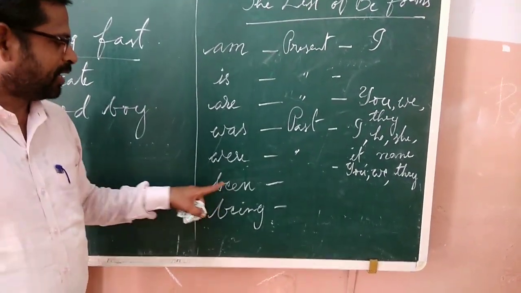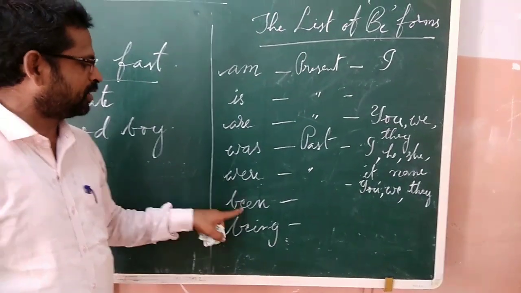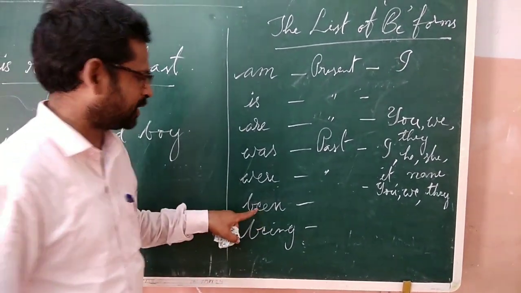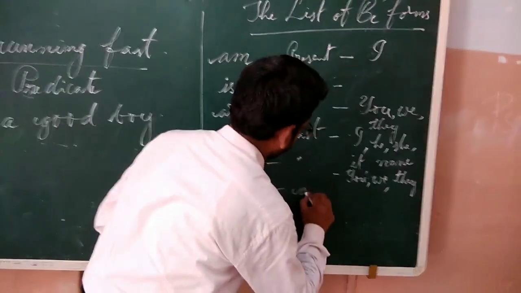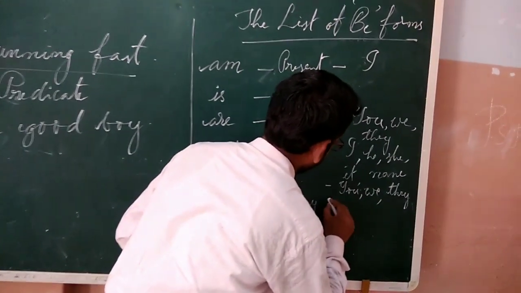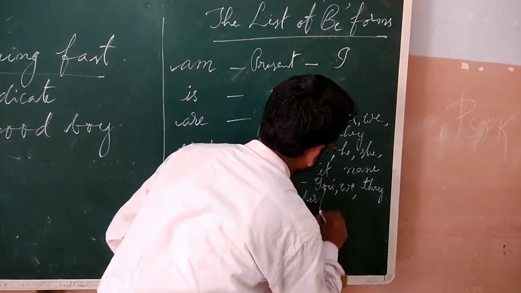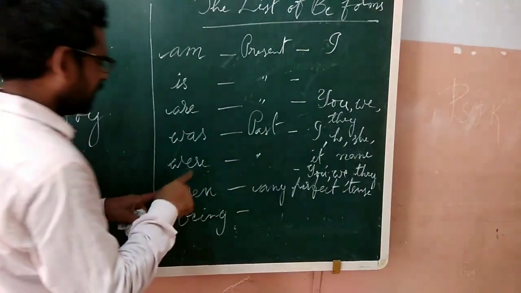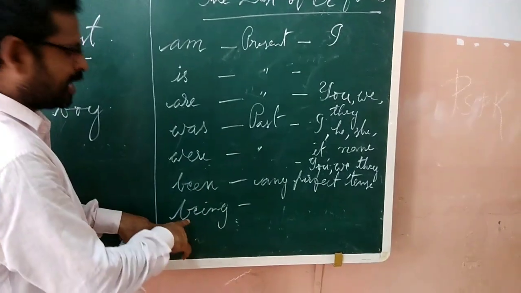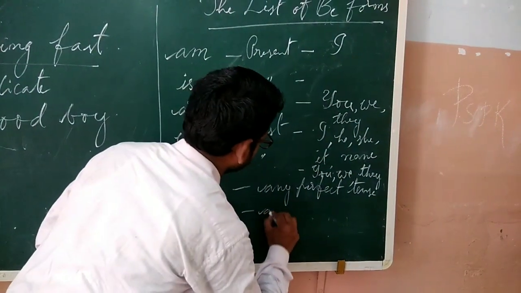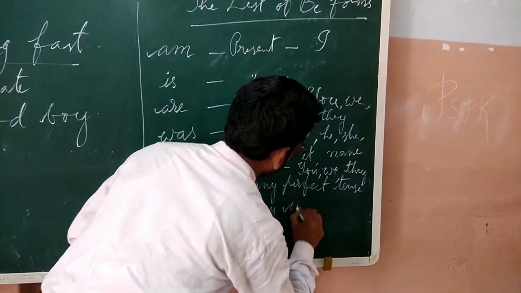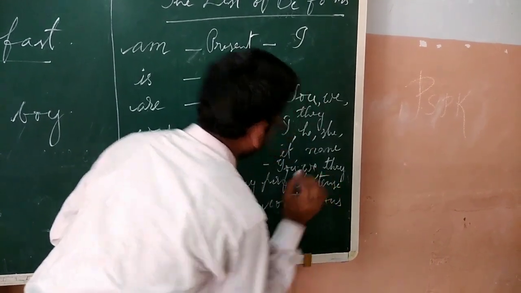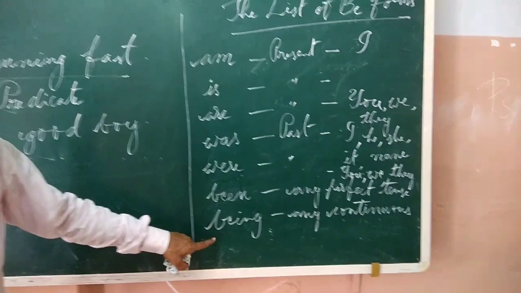Been and being. These two are used in passive voice. Been and being are used in passive voice. Been is used in any perfect tense. In any perfect tense, been is used. Being is used in any continuous tense. In any continuous tense we use being.